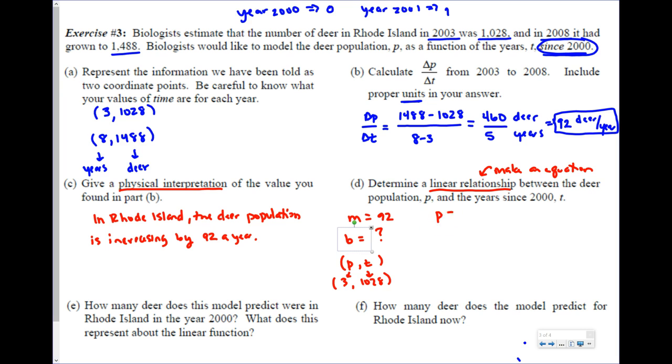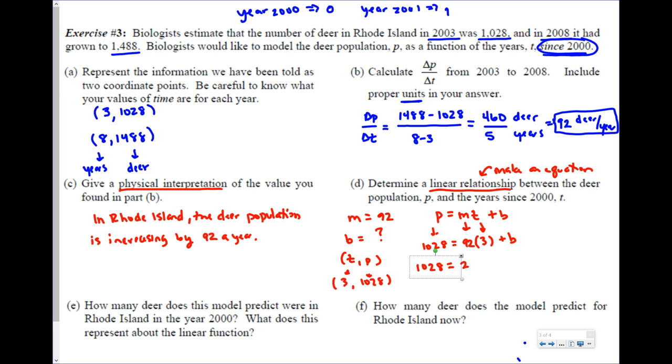So if I have p equals mt plus b in my form. Oh, sorry. I mixed these up. This is t comma p. So the population is going to be 1028. My rate was 92. t is 3 years. And then I'm trying to find my b value that I don't know. So we've done this before in this unit where we've plugged in x, y, and m to try and find our y-intercept. That's just what we're doing right now.